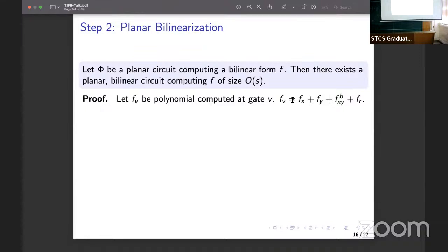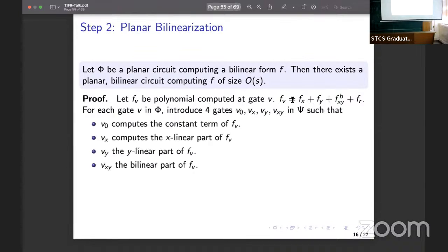So if you pick any gate B and look at the polynomial computed at this gate, it may have an x linear part, a y linear part, a bilinear part in xy, so monomials of the form xi yj, and then there will be some rest, like x squared y cubed and other monomials, which you want to sort of get rid of. So you can inductively construct this bilinear circuit. For every gate in the original circuit, we introduce 4 gates. One computes a constant term, the other the x linear part, the y linear part, and the bilinear part.